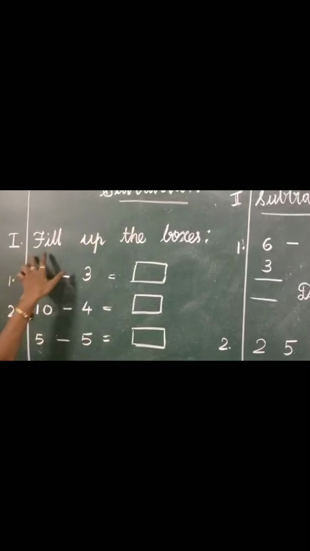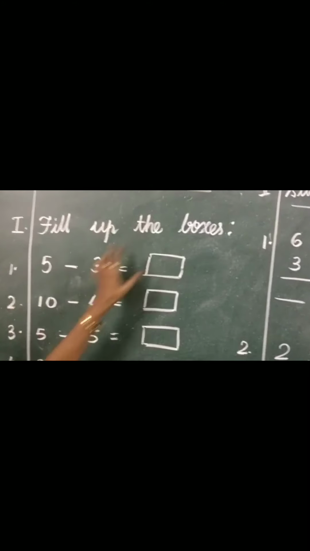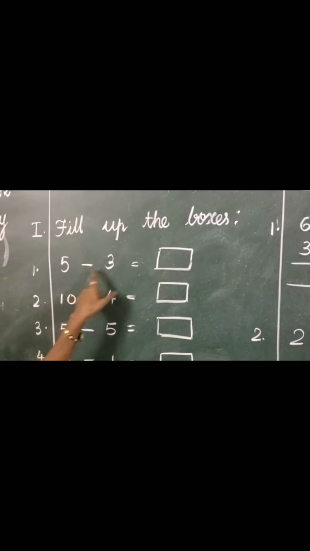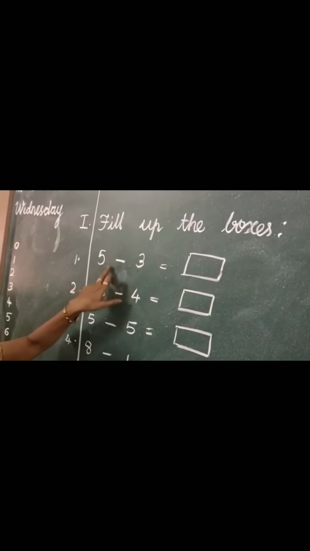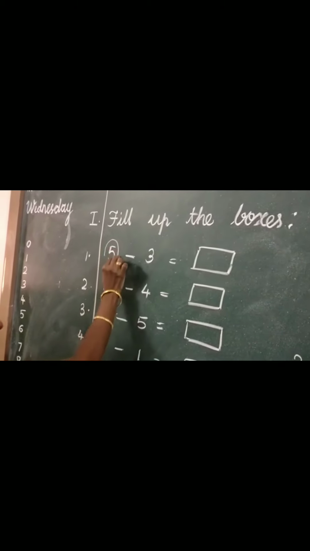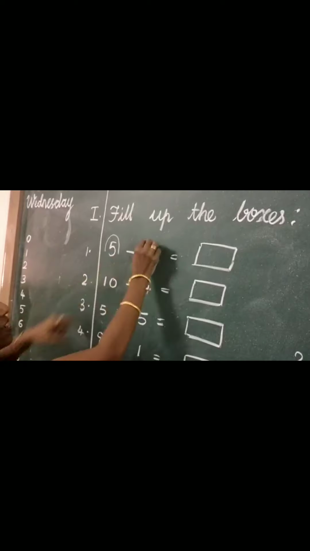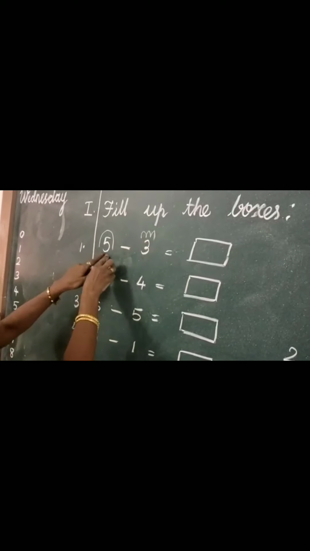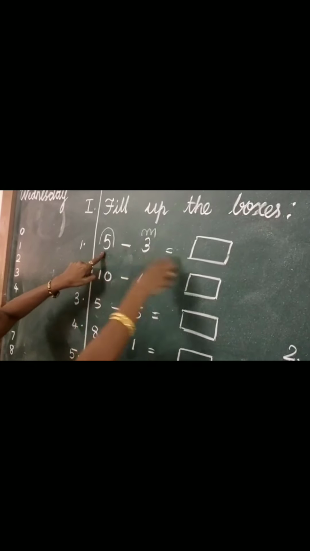Okay children, now let's move to the topic subtraction. In subtraction, our first exercise is fill up the boxes. So here is given 5 minus 3. The sign of subtraction is minus, as I already told you. So as usual, like addition, you have to take the first number in the mind and 3 in the fingers. So this is called horizontal subtraction. Vertical subtraction we will learn later.